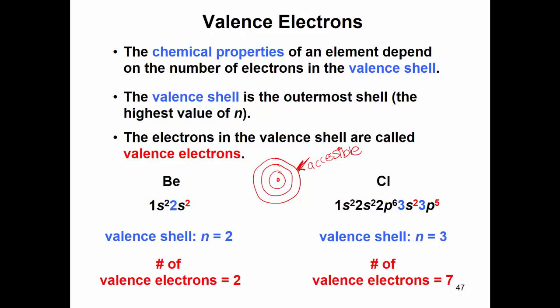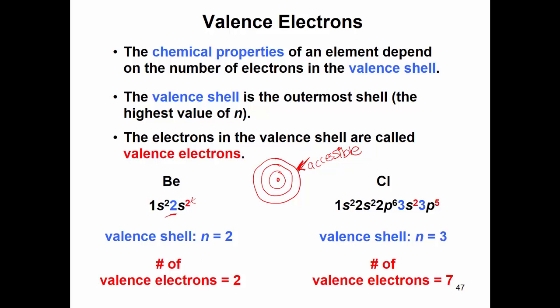So if you look at the electron configuration for beryllium, hopefully at this point you know how to come up with configurations. You would get 1s2, 2s2. Remember, this number corresponds to the energy level. So the highest energy level for beryllium would be 2, and if you look at how many electrons are in that energy level, you have 2. So the number of valence electrons for beryllium is 2.